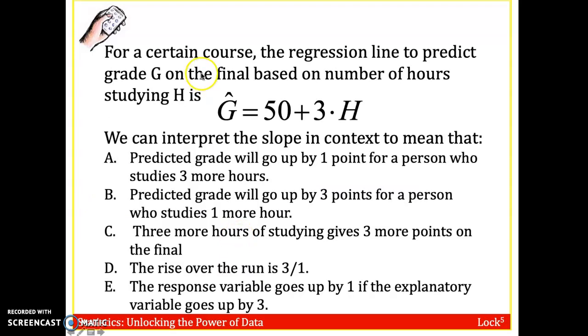All right, we take the same regression line with the same variables. How do we interpret the slope in context? Is it A, the predicted grade will go up by 1 point for a person who studies 3 more hours? B, the predicted grade will go up by 3 points for a person who studies 1 more hour? C, 3 more hours of studying gives 3 more points on the final? D, the rise over the run is 3 over 1? E, the response variable goes up by 1 when the explanatory variable goes up by 3?